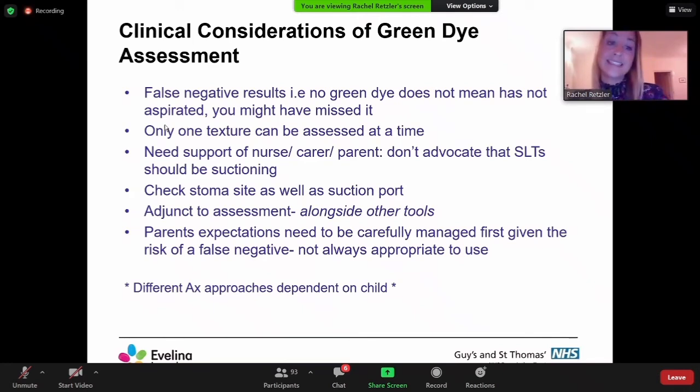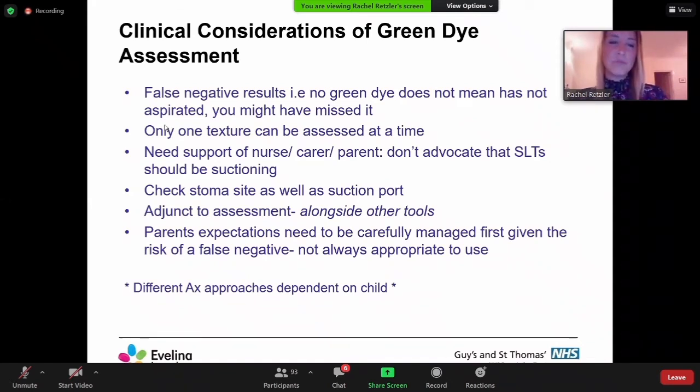Only one texture can be assessed at a time, which is a limitation. So you pick one texture, and that's what you can assess. Because if you're doing multiple textures, when you see green dye, you won't be sure which texture is in that. You need support with nurses, the carer or parents, because we don't advocate for SLTs to be suctioning in pediatrics. The stoma site as well as the suction support needs to be looked at.